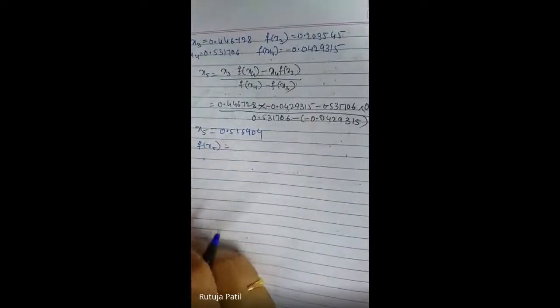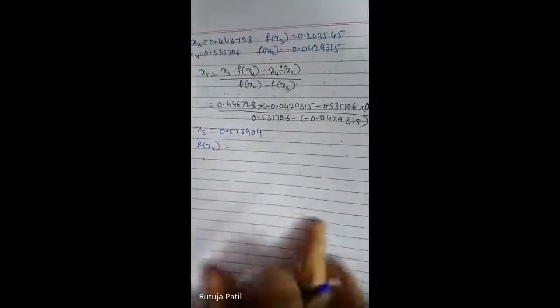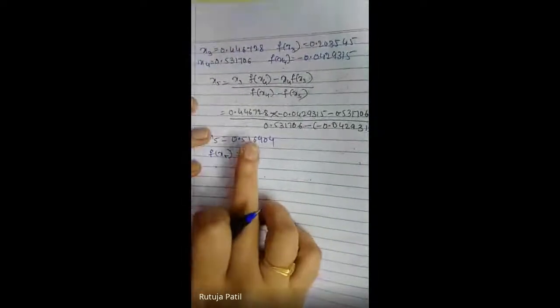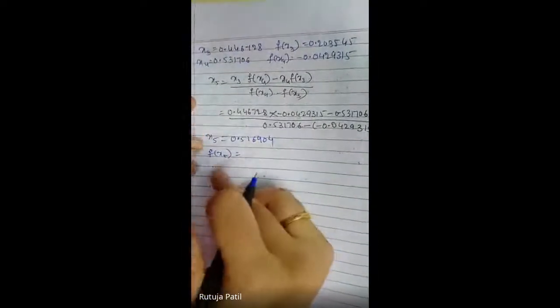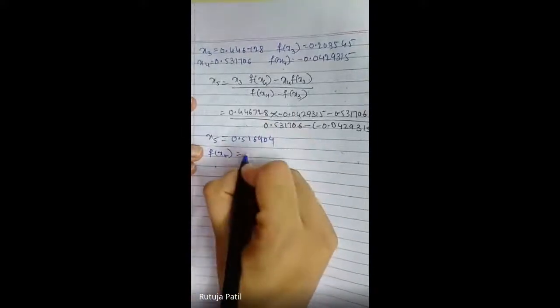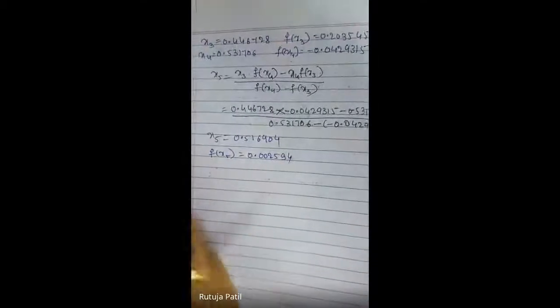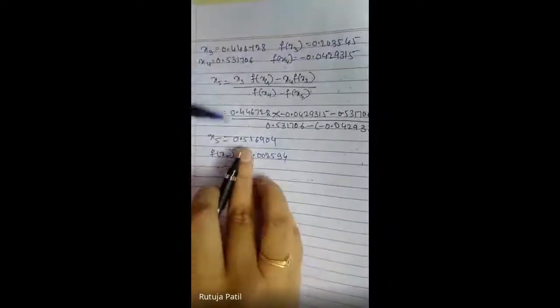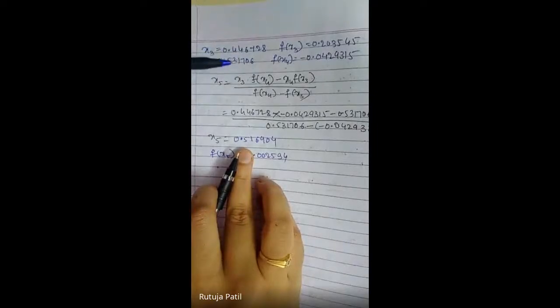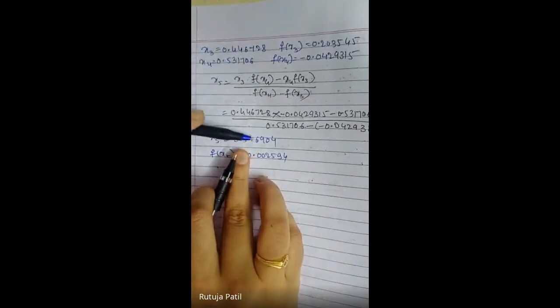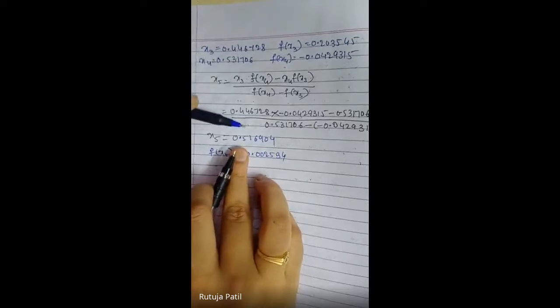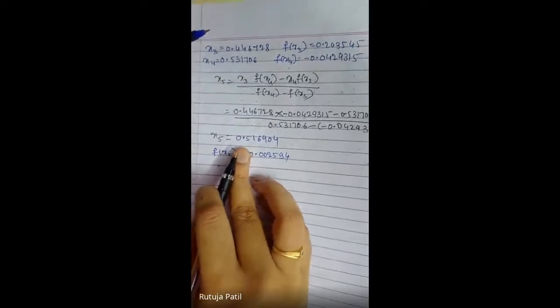Okay, and then f(x5). Substitute this value in the equation, that is in this equation, cos x minus x e to the power x. If you substitute the value of x in this equation, then we will get f(x5) as 0.002594. Next, still, see here x5 is 0.51, x4 is 0.53, only one digit is the same. Second and third digits are still not the same. Okay, so we need to carry out the steps still.